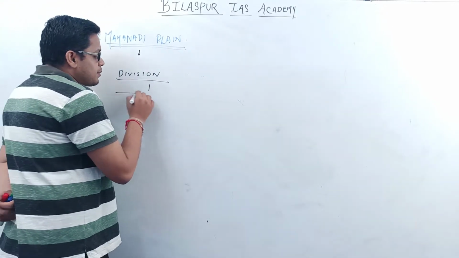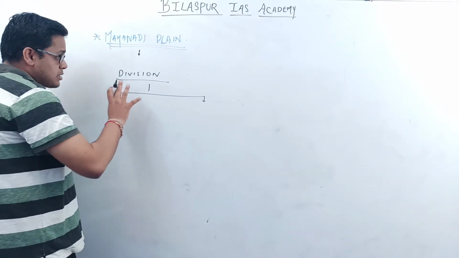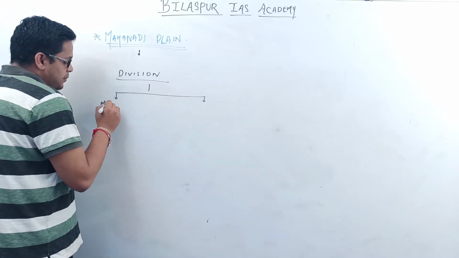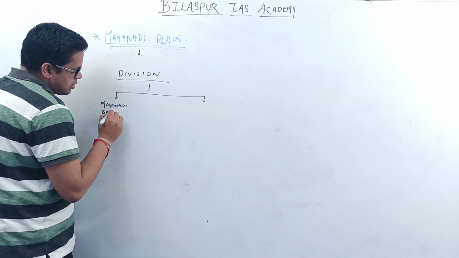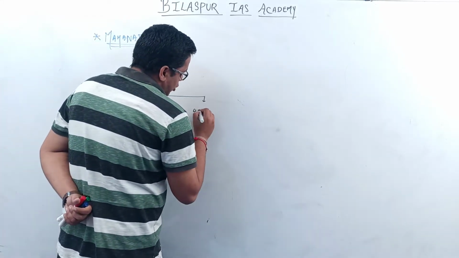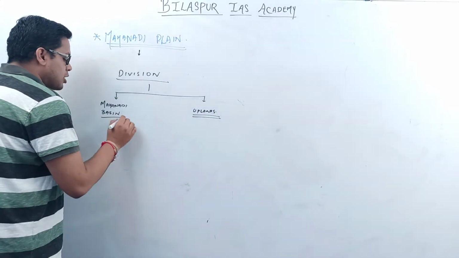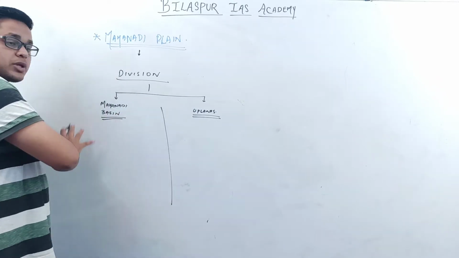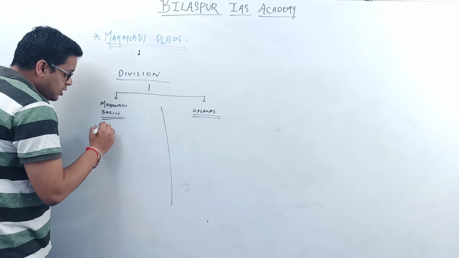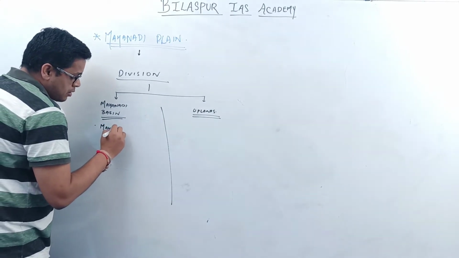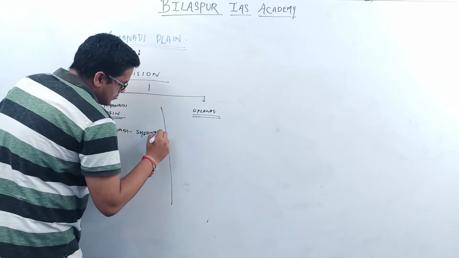The Mahanadi Basin is divided mainly into two parts. One is the Mahanadi Basin area, and the other is the upland area or the surrounding upland area of the Mahanadi Basin. If we talk about the basin area, in the basin area we have the Mahanadi Shivnath Dwab region.